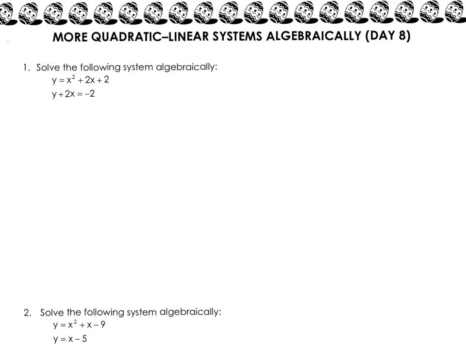Now, some things to be on the lookout for in these examples, and there's really only 2 that you need to do algebraically. The question on the back is a solving graphically. So when you are doing these, you need to be on the lookout for, if you end up with the same answer, what that means. So if I have 2 x values that are the same, that means that really they only intersect at one point.